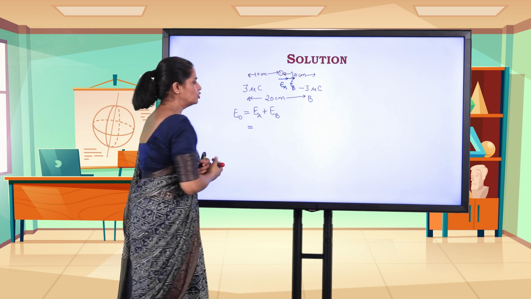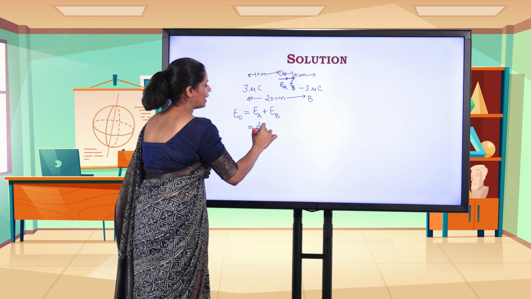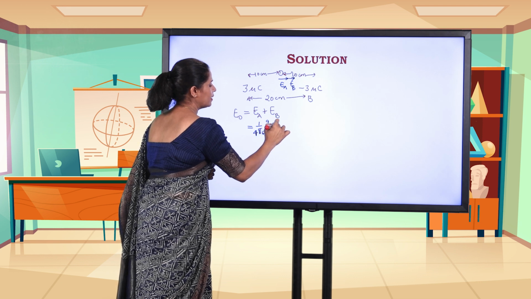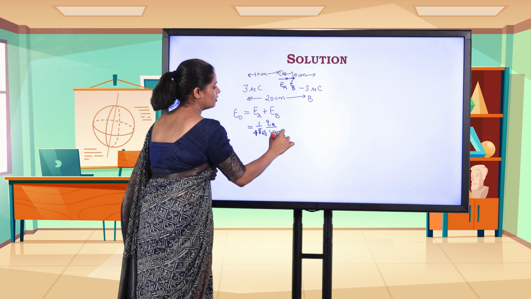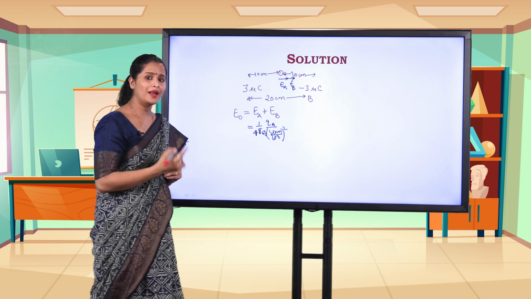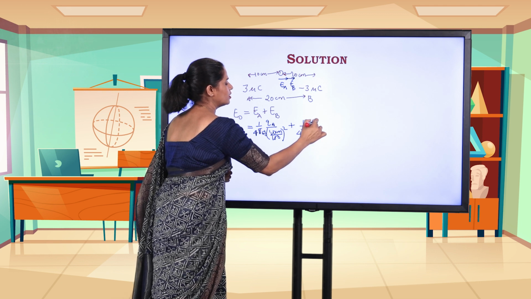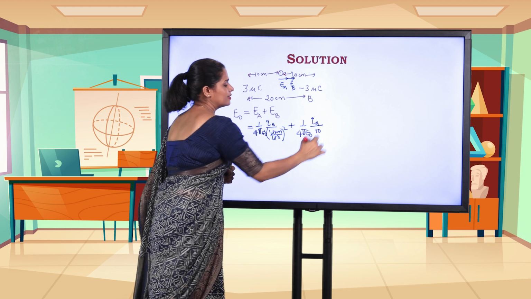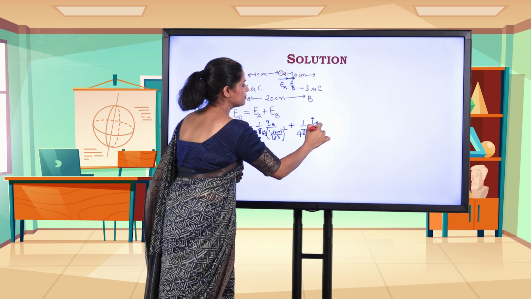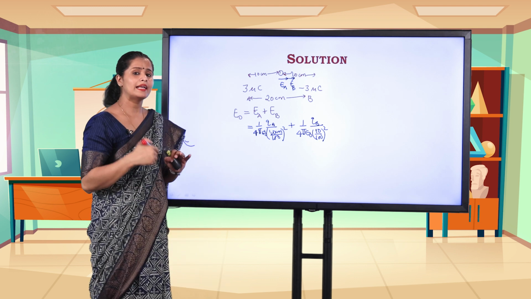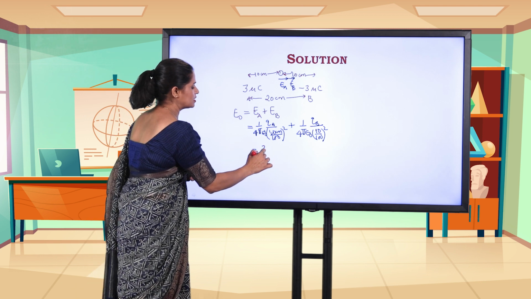Learners, you know what is the field due to a point charge? This will be 1 by 4 pi epsilon naught QA divided by (10 centimeter, and to convert we divide by 100) squared, plus the electric field due to B will be the same, 1 by 4 pi epsilon naught QB, again over (10 by 100) squared, and the net electric field is also towards point B. So, the learners can find out the value of this electric field.